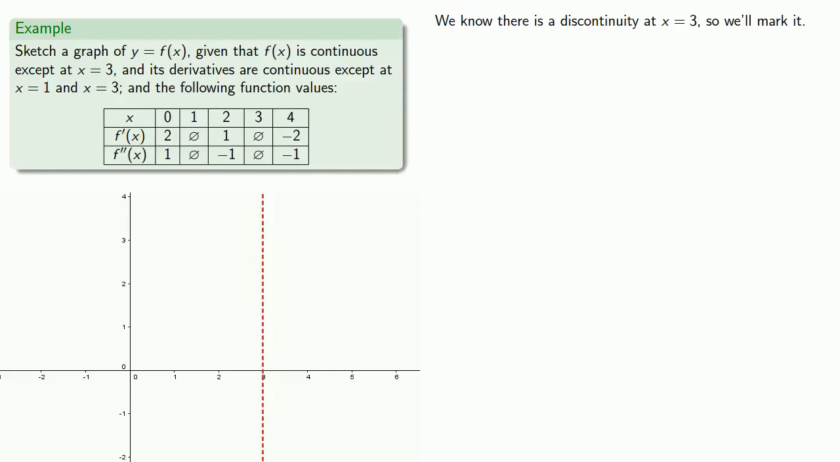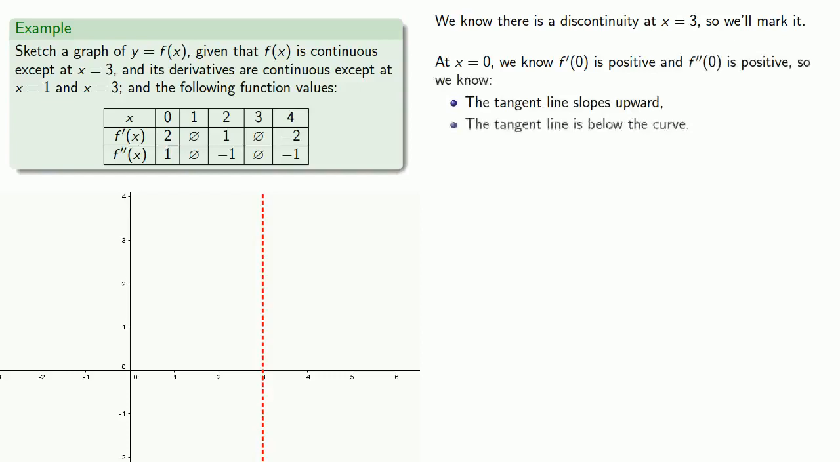What else do we know? At x equals 0, we know the value of the first derivative and the second derivative. The first derivative is positive, and so we know that the tangent line slopes upward. And we know the second derivative is positive, and so we know the tangent line is below the curve. And so we can sketch a portion of the curve that runs through x equals 0. Now remember that while we can put a point here and run the curve through it, the vertical position of this point needs to be adjusted at the end of the problem.